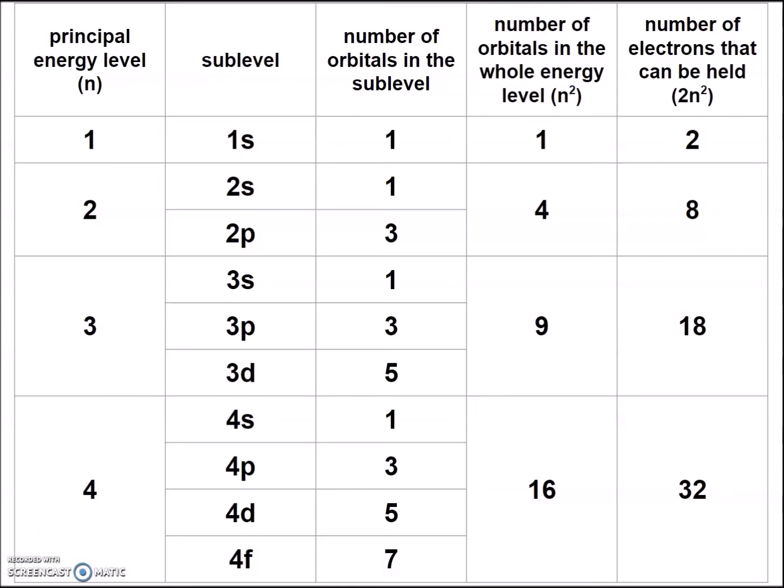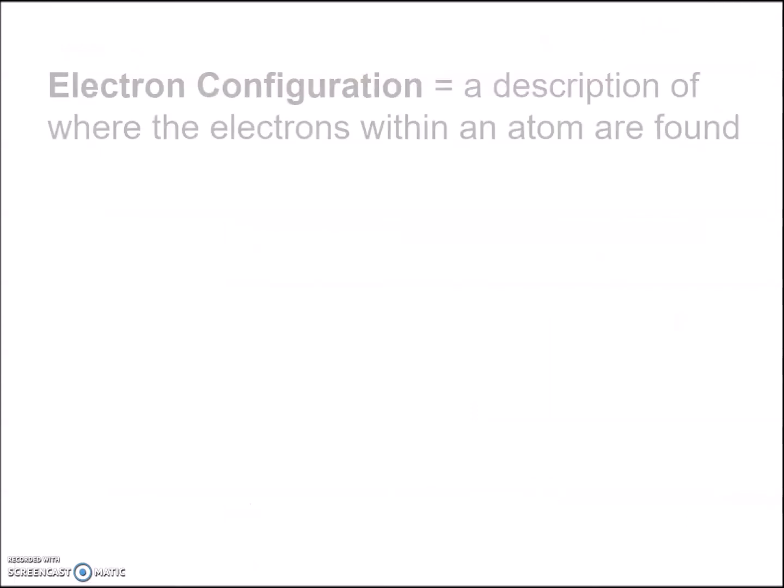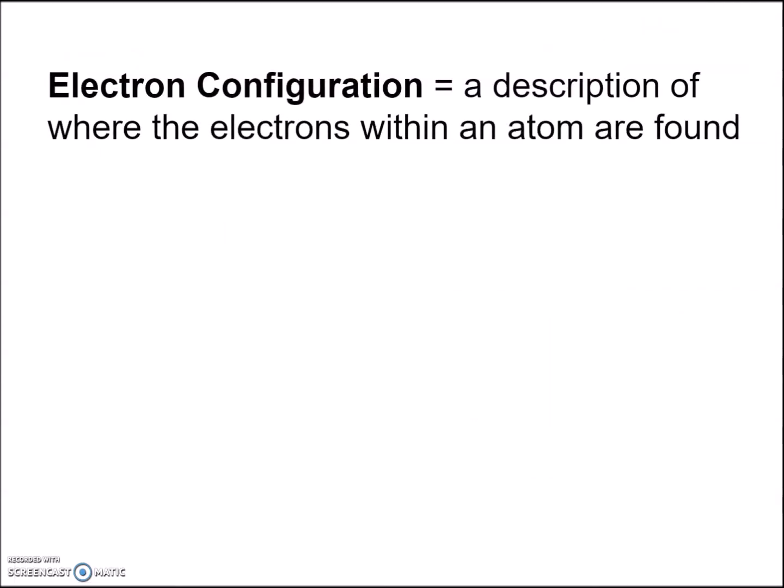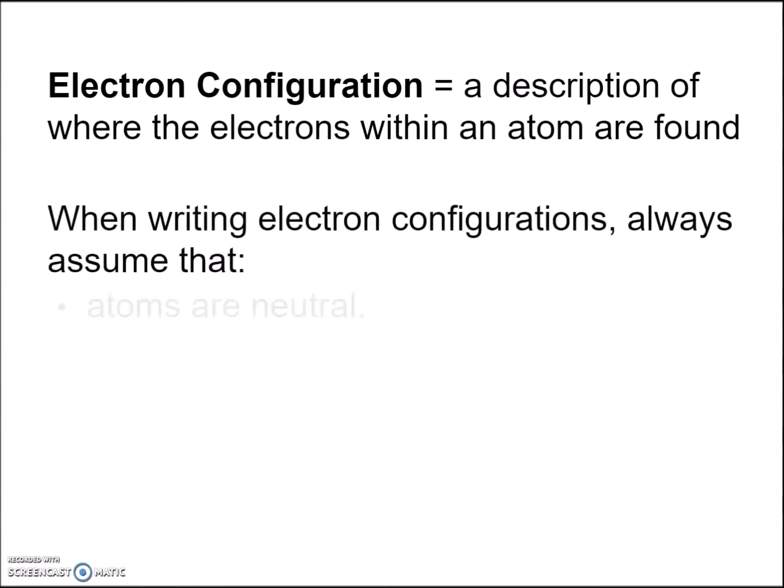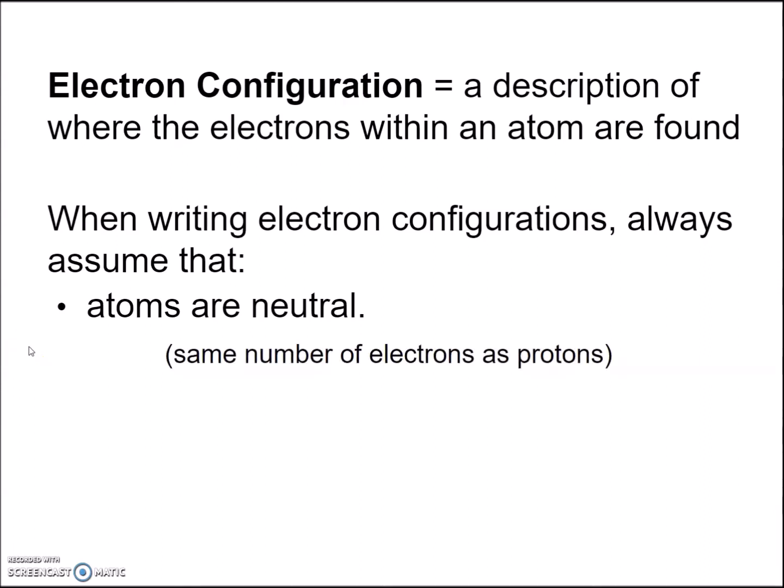So all of that is nice to know, but how is that going to help us describe the arrangement of electrons in atoms? In comes the electron configuration. An electron configuration is simply the way a chemist describes where electrons within an atom are found. When we write electron configurations, at least for now, we're going to make two major assumptions. Number one, atoms are neutral. And what that means for us is, however many protons there are in the atom, there's also that same number of electrons. The positive charge cancels out the negative charge, making the atom neutral.